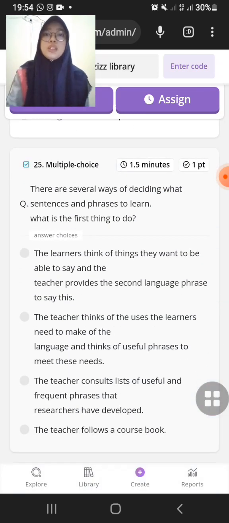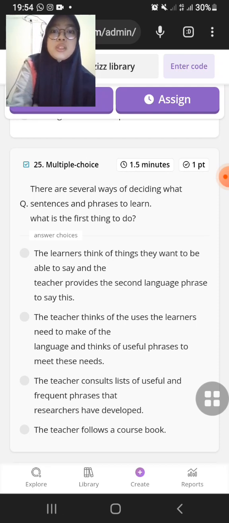Question number 25. There are several ways of deciding what sentences and phrases to learn. What is the first thing to do?